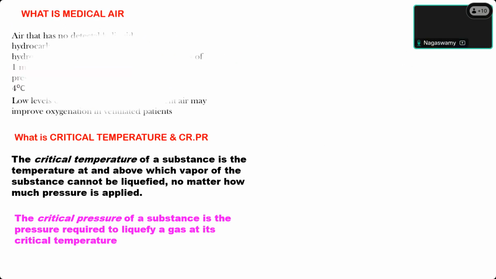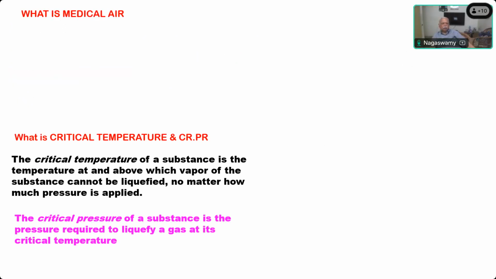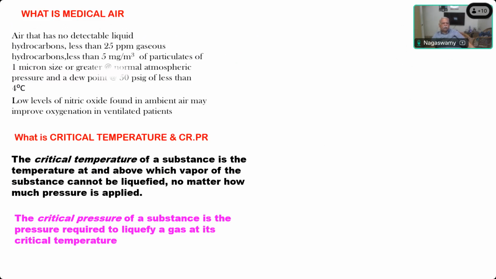Yes. What is medical air? Nowadays we are all using air in our anesthesia machines. What is the definition of medical air? You cannot use any air that you are able to get. So the definition is, it should not have any detectable liquid hydrocarbons, and it should be less than 25 parts per million, because the air that you get when you go to a petrol pump to fill up your tire is very polluted air, which you get from a machine that is producing that air, a compression pump.